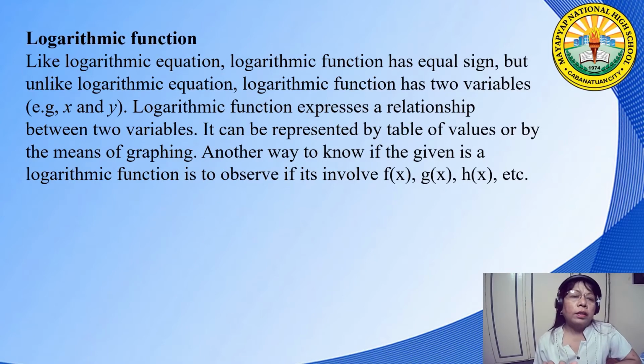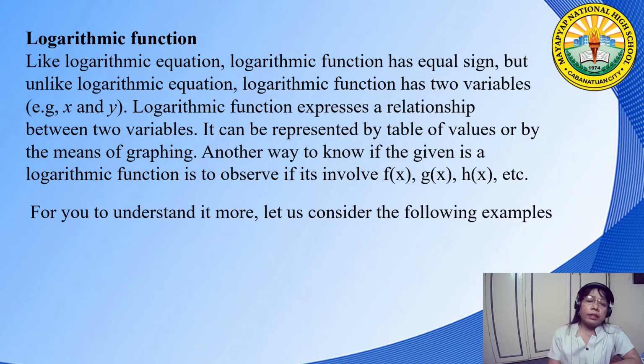Logarithmic function. Like a logarithmic equation, a logarithmic function has an equal sign. But unlike a logarithmic equation, a logarithmic function has two variables, that is x and y. A logarithmic function expresses a relationship between two variables. It can be represented by a table of values or by means of a graph. Another way to know if the given is a logarithmic function is to observe if it involves f of x, g of x, h of x, etc.